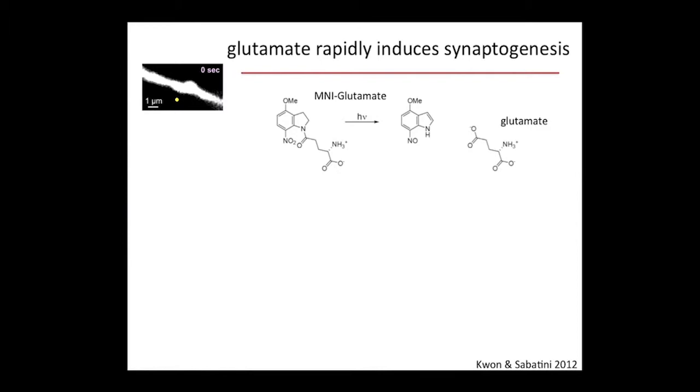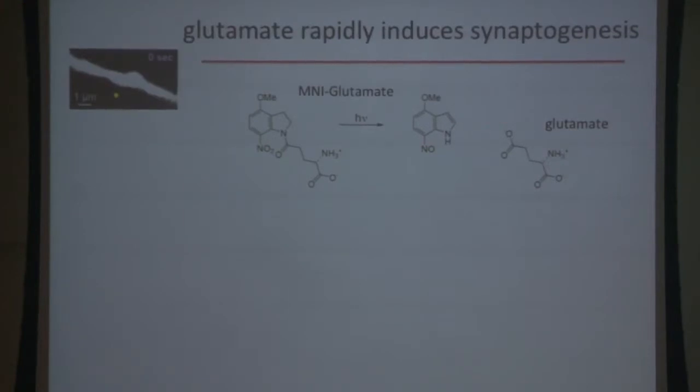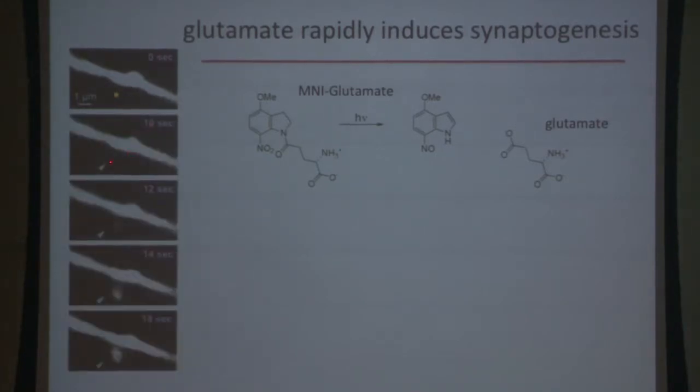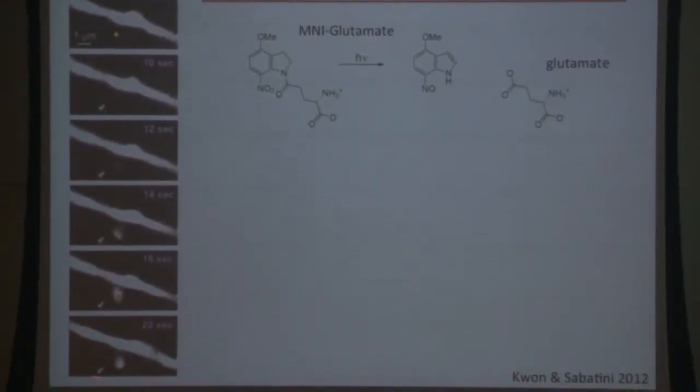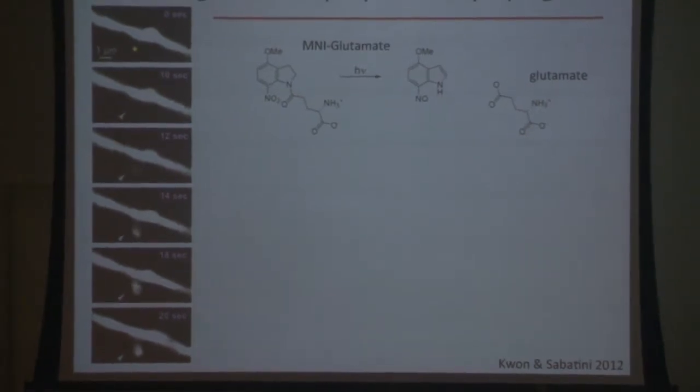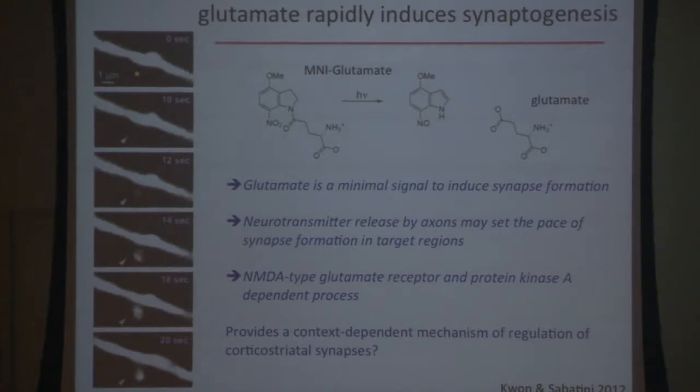photoreleasing glutamate, here by a 2-photon process where he could break down a caged inert version of glutamate into glutamate, okay, that by focally releasing glutamate at this spot where there was no spine, under conditions that maximally activated NMDA receptors, he could grow a spine very rapidly in about 20 seconds. And there's a great deal of study that he did to prove that this was associated with a new functional synapse. But the point was that glutamate was a minimal signal that we could use to induce synapse formation, suggesting that the pace of neurotransmitter release by axons that innervated a downstream structure could actually set the pace of synapse formation in that downstream structure.